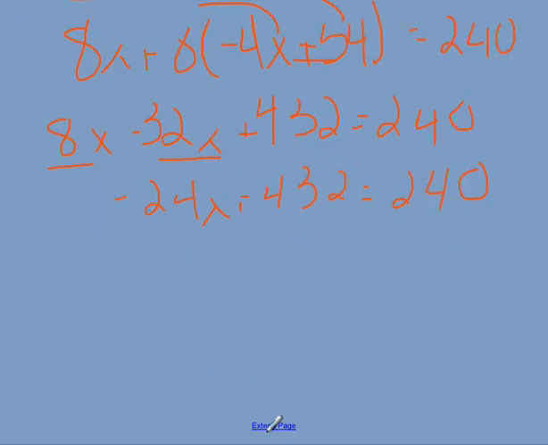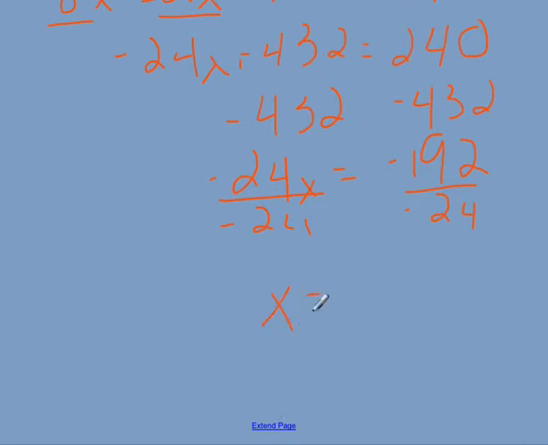So now we're going to subtract that 432 from both sides. Then we get a negative 24x is equal to 240 minus 432, which is a negative 192. Divide both sides by negative 24, and we get that x is equal to 8. So that means that there's 8 students. Now remember that x represented the van. So that means there's 8 students in each van.